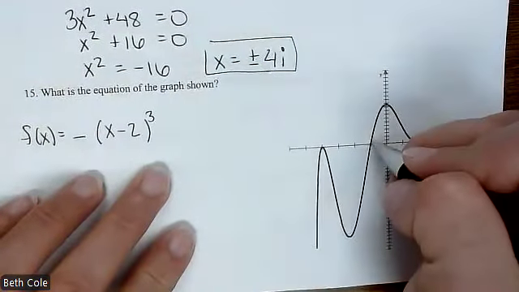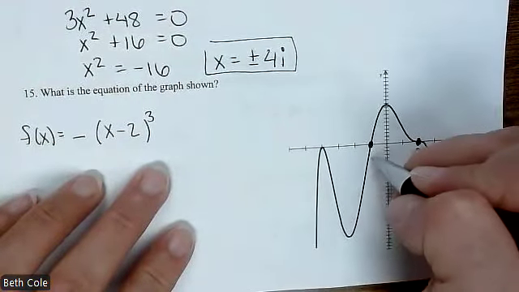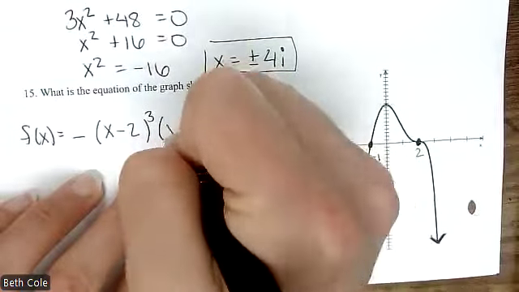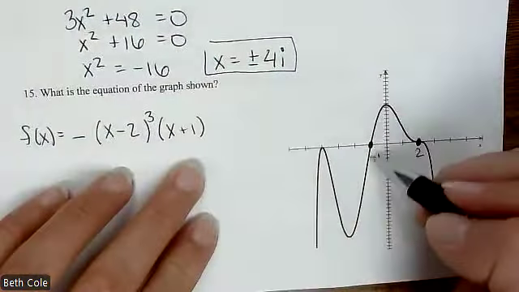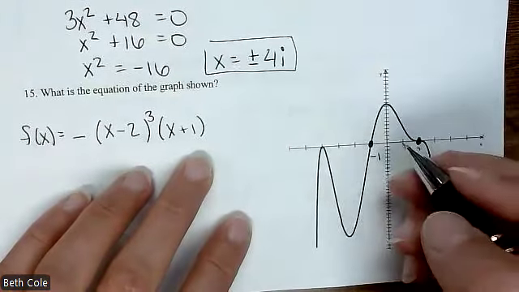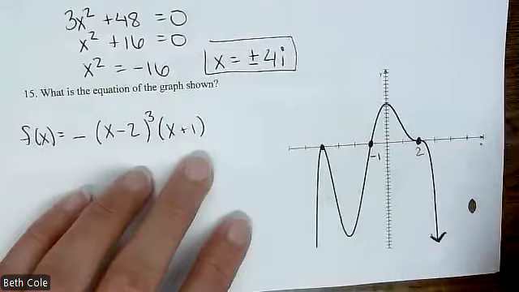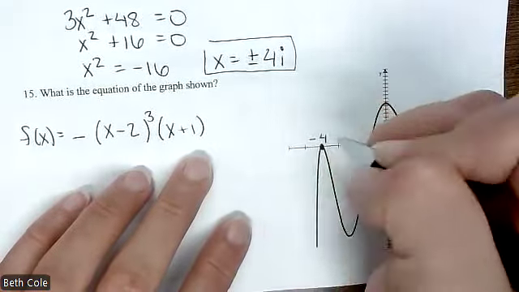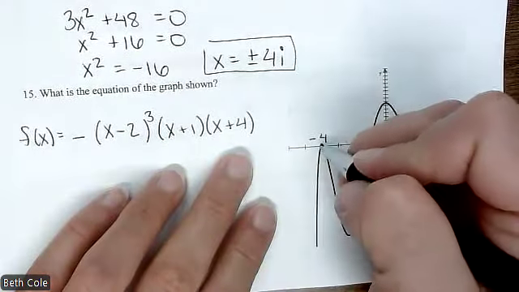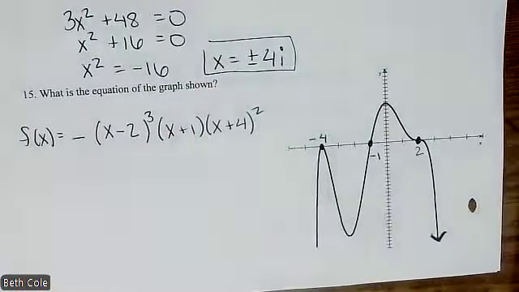Good. And then the next one is at -1. So that's going to be plus 1. It goes straight through, so the power is 1. So you just don't put anything. And then the last one is at -4. So x plus 4. Good. Why is it power of 2? Bounces. Beautiful.